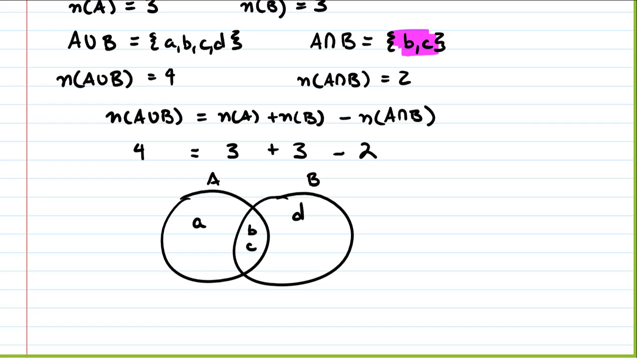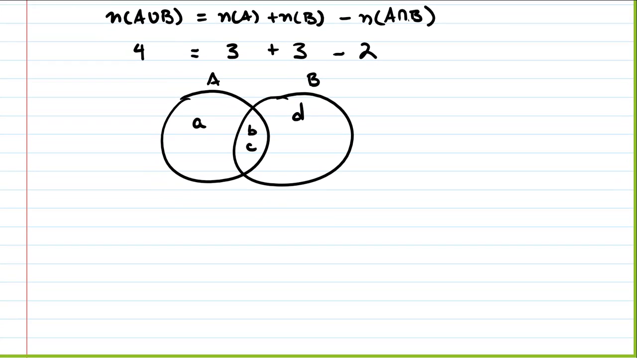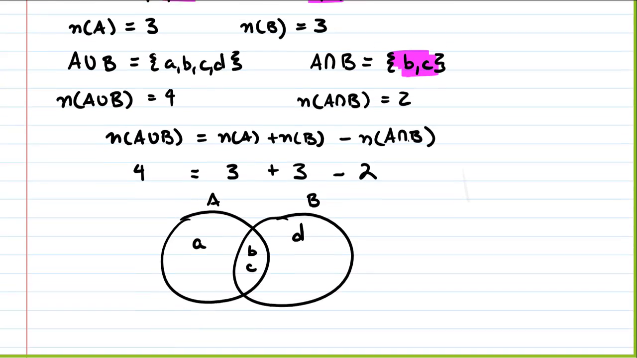When I count the number of things in A, I count A, B, and C. When I count the number of things in B, I count B, C, and D. But I counted B and C, the stuff in their intersection, twice. I counted it once with A, and I counted it once with B. So to correct that, I have to subtract off the things that were counted twice, which is A intersect B. So that is our general formula for calculating.